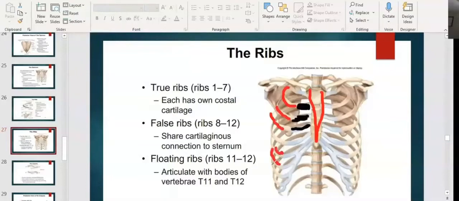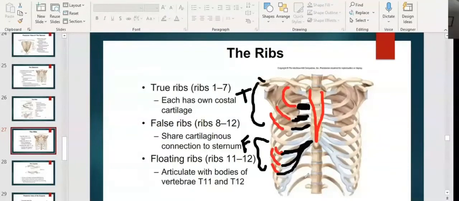These ones and this one. They're going to be called false because they share the cartilage that connects them to the sternum. You see this one comes over here, like that, but this one comes over here and merges in there, and this one also merges in here, and they have one common cartilage connecting them to the sternum. Therefore, they're going to be considered false.